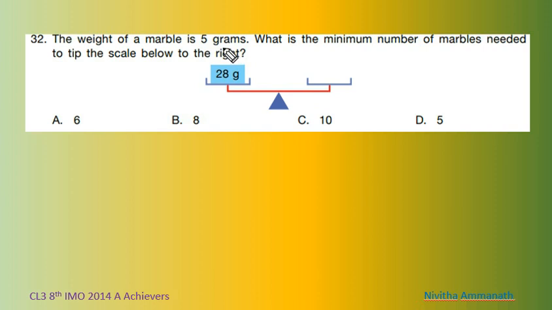So how many marbles are here to weigh down? That is how many 5s are there? 6 5s are 30. 30 is greater than 28. So how many marbles, minimum marbles needed? That is 6. But if 8 is here, 8 5s are 40. So it also goes down, but the minimum number is chosen. So 6 is the minimum number chosen. Next question.